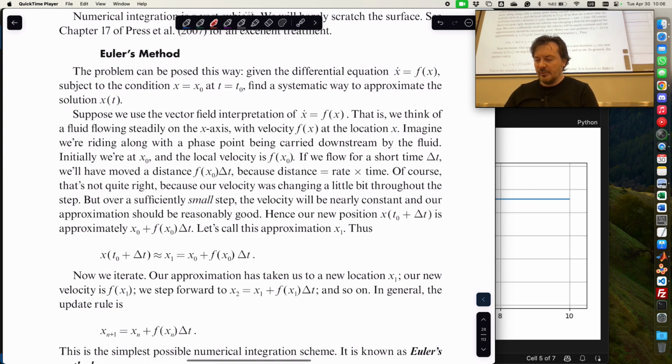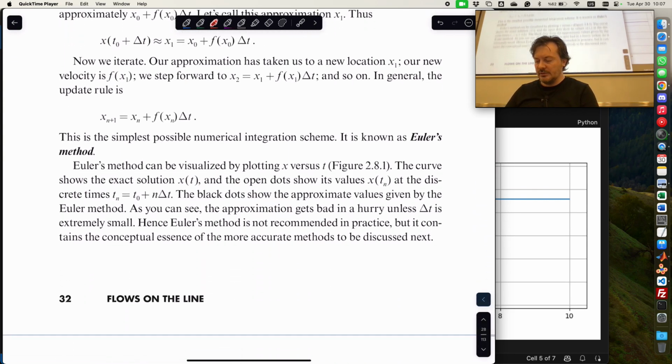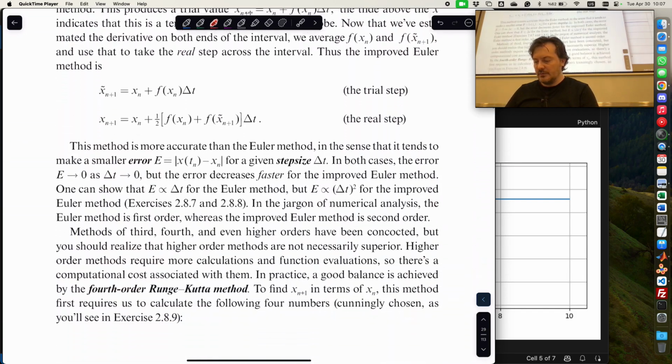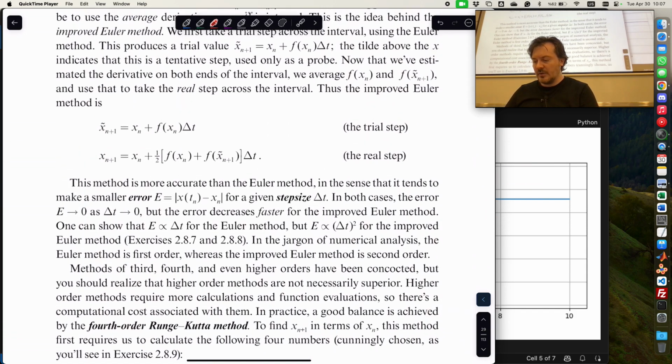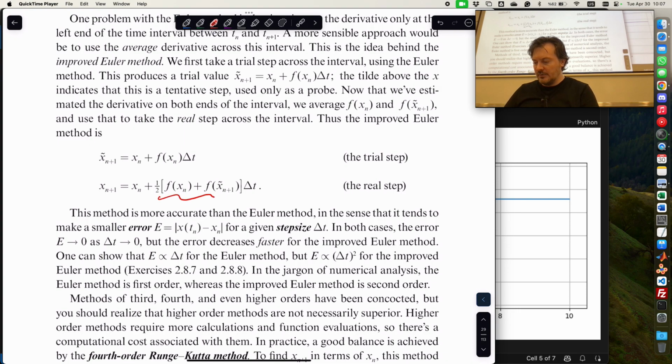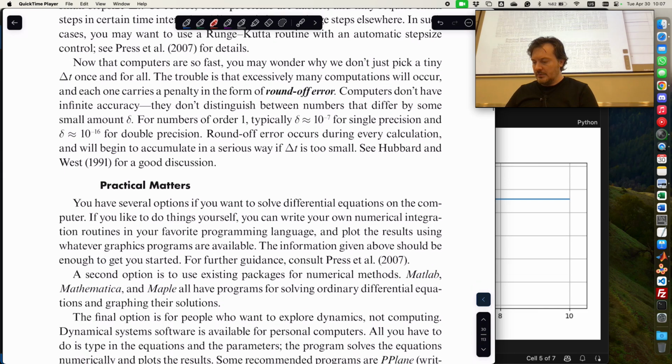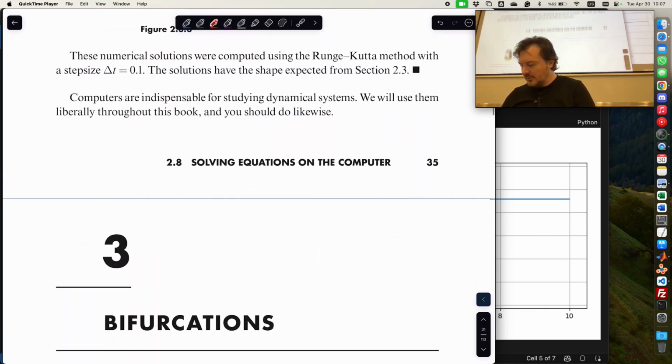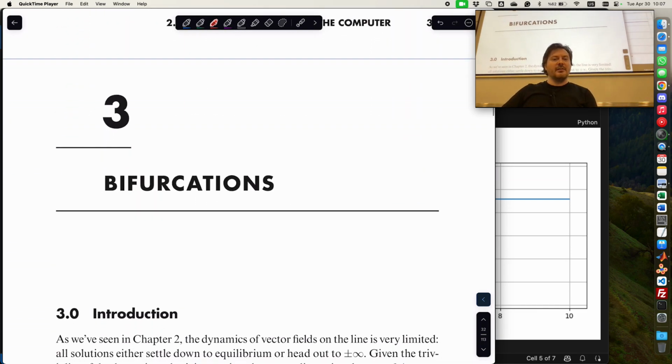Solving equations on a computer, you know how to do it. We discussed this, right? Runge-Kutta methods or these Verlet kind of things, etc. Very good. We have made progress. We have gone over 30 pages. Congratulations to us.